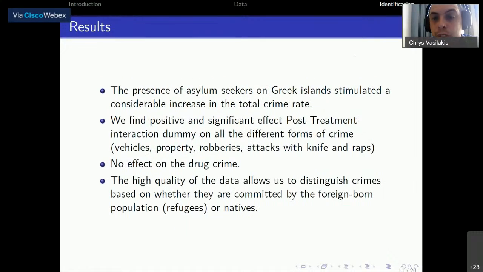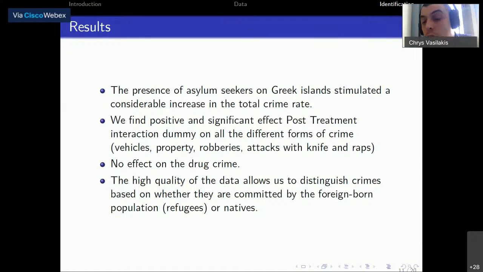Our results show that the presence of asylum seekers in the Greek islands stimulates a considerable increase in the total crime rate. We find a positive and significant effect in the post-treatment interaction term for all the different forms of crime, including vehicles, property, robberies, attacks, rapes, and other offenses, but we don't find any effect on drug-related crime. The high quality of the data gives us the possibility to distinguish crime by foreign-born population or natives.